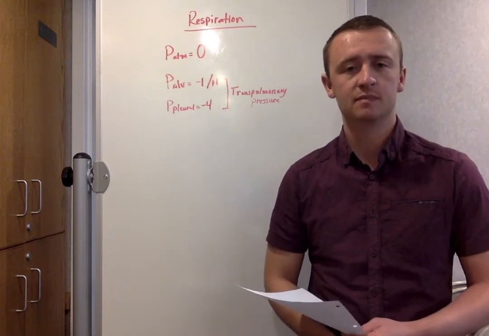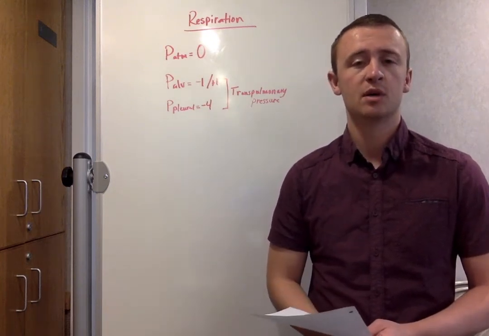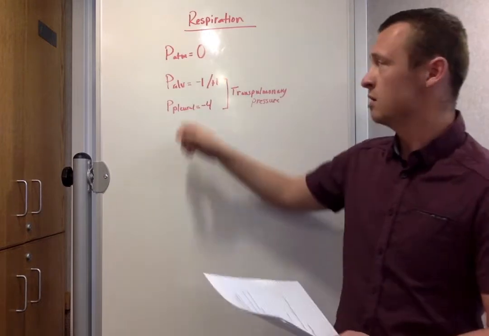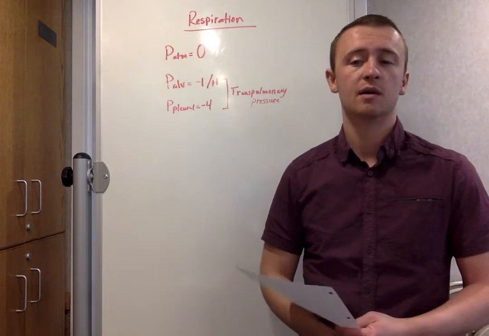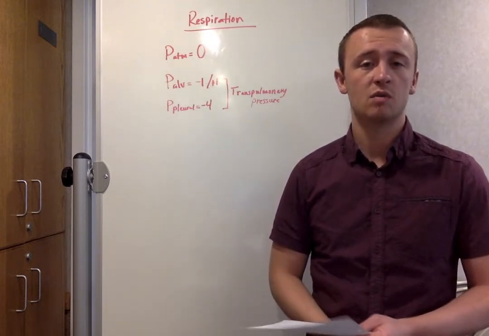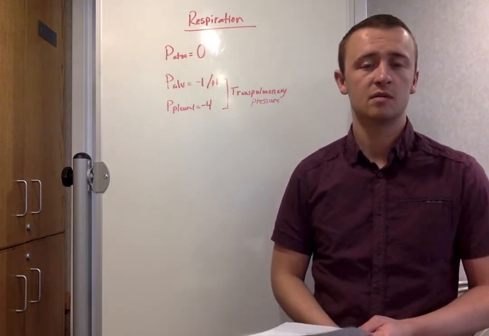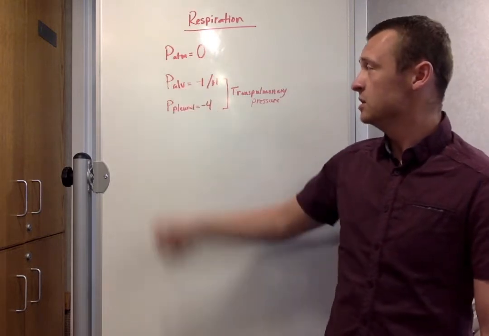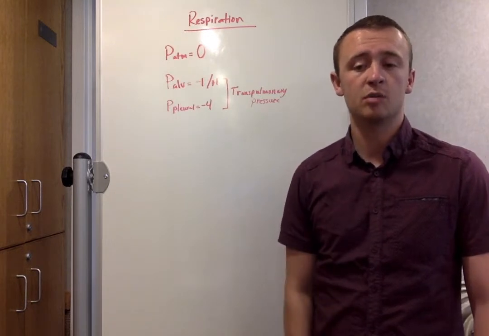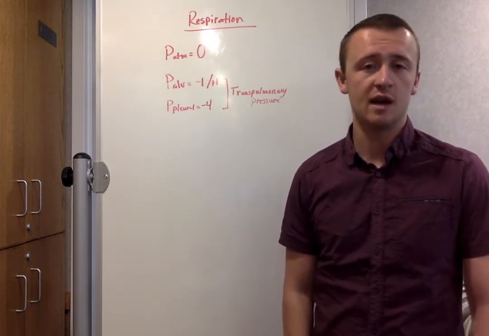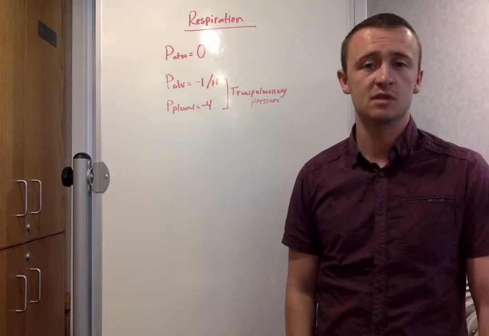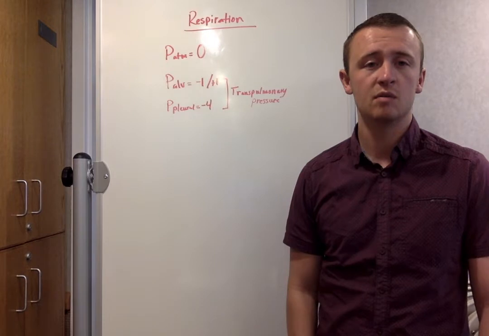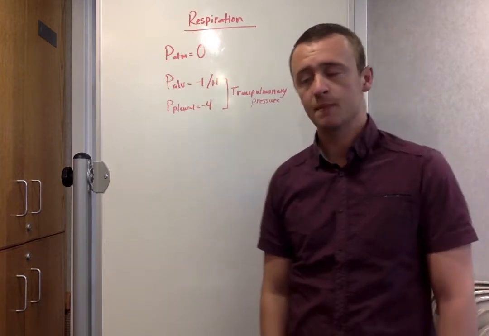Okay, respiration. For respiration, I would remember your ventilation pressures. So I would remember the ATM, the atmospheric pressure, is always 0 when we're talking about the pressures of ventilation. The alveolar pressure needs to be -1 or +1 because we're talking about movement of air. For air to move, there needs to be a difference. So during inhalation, it's -1. Typically, when we're exhaling it's +1.